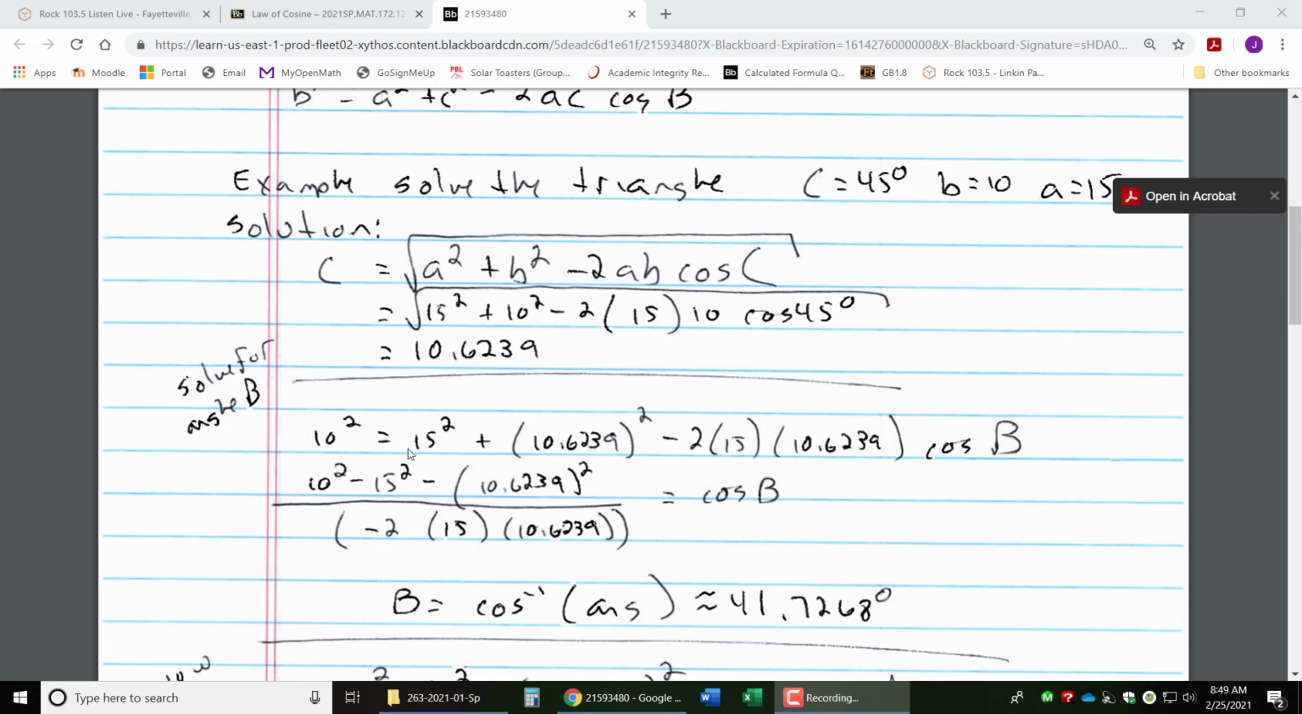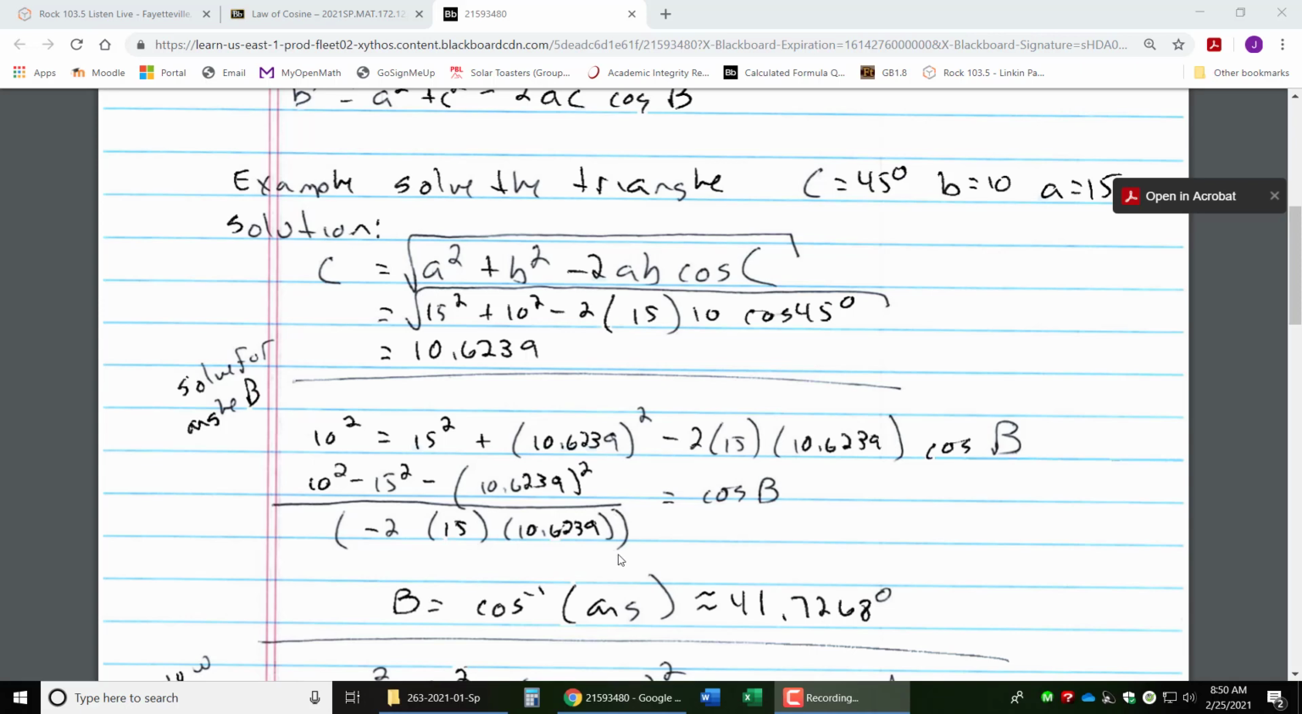The 15 squared is added, so I subtracted it. The 10.6 is squared, so I subtracted it. The minus 2 times 15 times the 10.6 is all the coefficient of cosine, so that whole thing gets divided. And you'll notice the big old parentheses I have around all three of those terms.